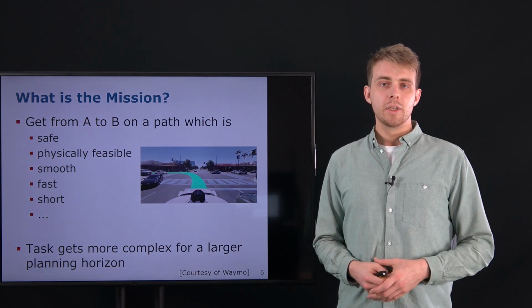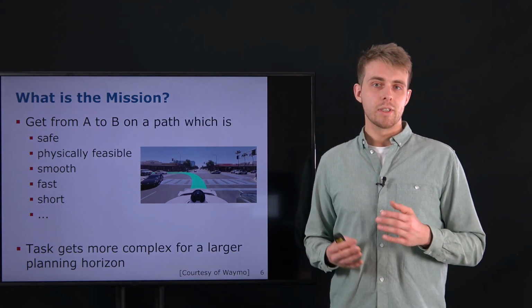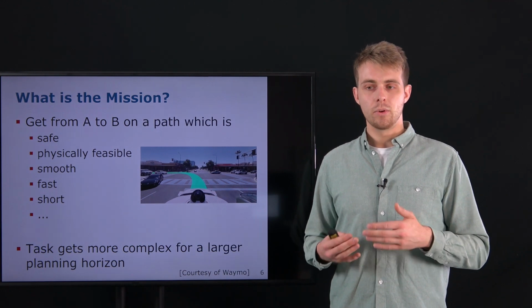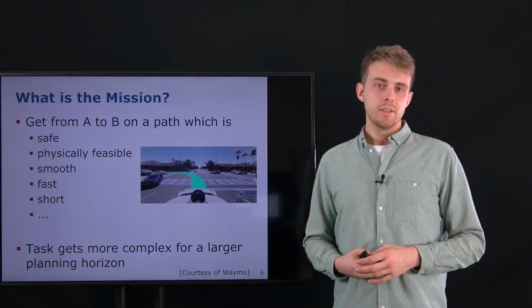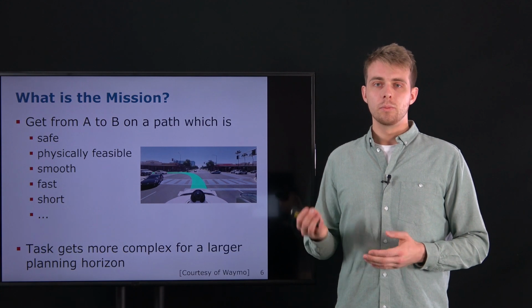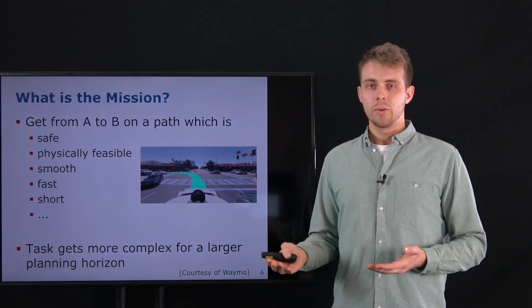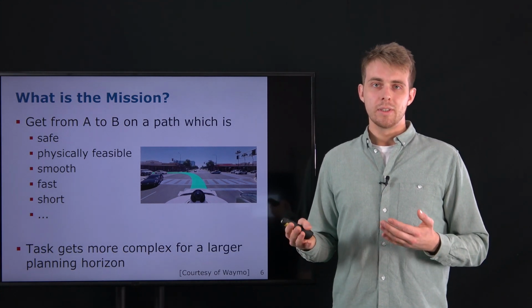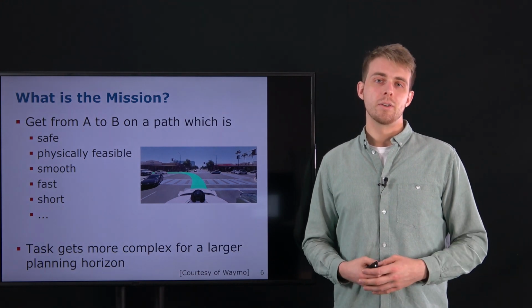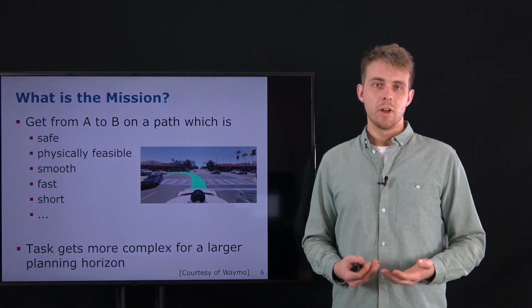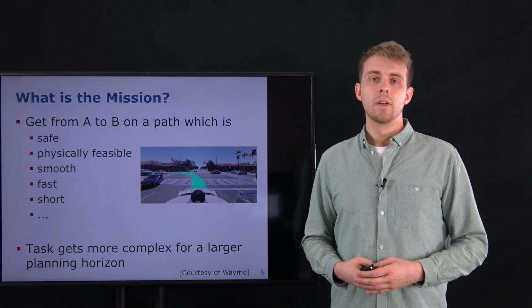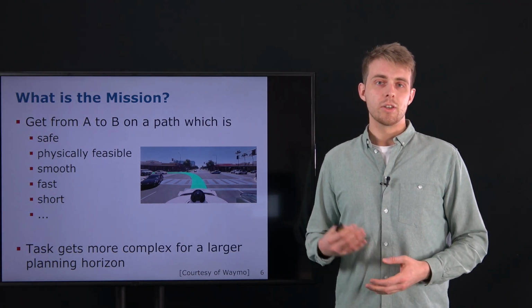But from this picture you can already see that for just a left turn, this might be easy. But if you think about a route which is from city A to city B, we cannot take everything into account and think about all the different situations that can occur. So in general, this path planning task gets more complex and harder if we consider larger planning horizons.